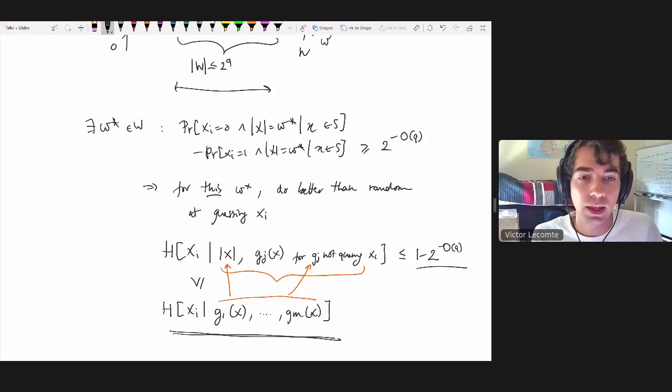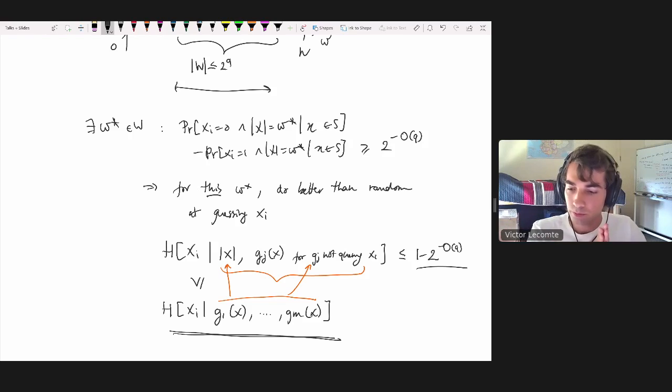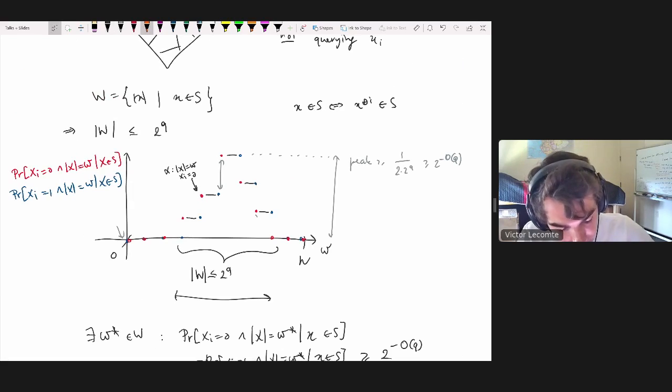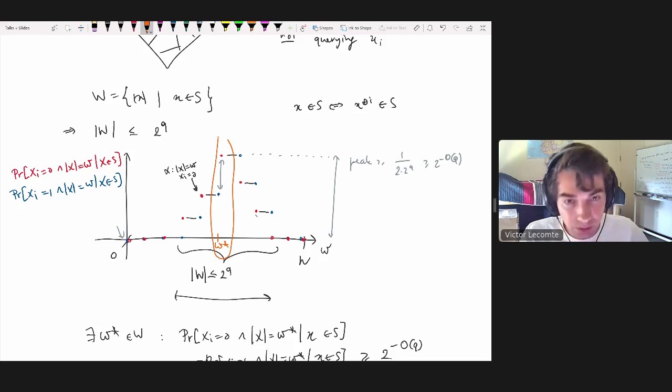So just to recap, the idea is you condition on the subfunctions that do not query the value xi. Then you realize that this leaves only a small number of possibilities for the Hamming weight. And because of that, there must be some specific Hamming weight, w star, for which there is a big discrepancy between the probability of getting xi equals 1 and xi equals 0. And from that, you get a gain in entropy, and that shows that there's a significant amount of shared information between xi and the result of the subfunctions.